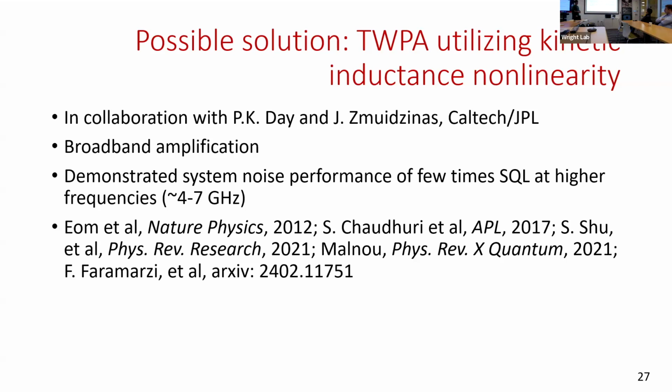And the system noise performance that's been measured, so I'll point you to this paper by Malnou and also the NIST team also working on this technology, has shown system noise of a few times the standard quantum limit at 4 to 7 gigahertz. So this seems like a potentially promising avenue to go. The things that we need to do are we need to bring this to lower frequencies. As I mentioned, our band is 200 to 500 megahertz, and we need some form of inherent up conversion.